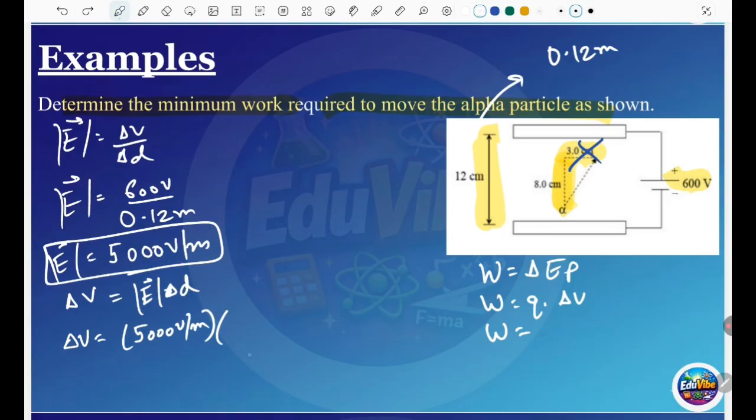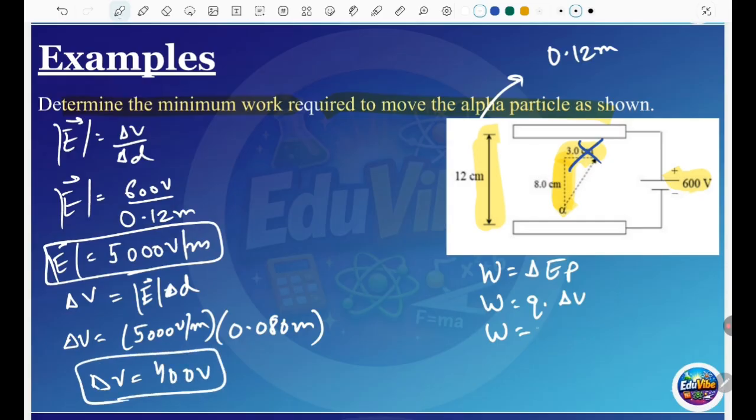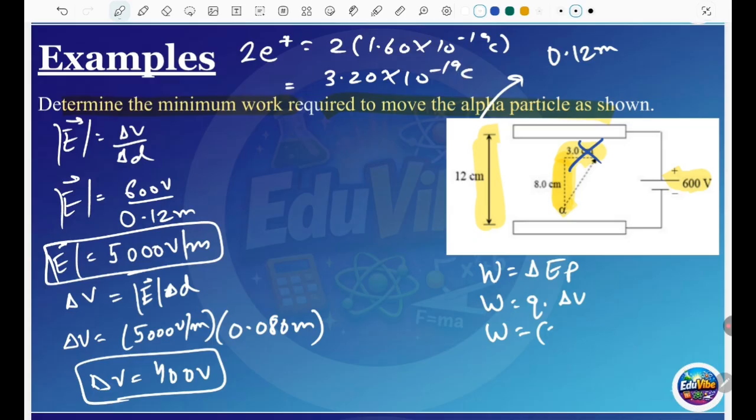So this is 8.0 centimeters, which is 0.080 meters. When you calculate this, you get a delta V of about 400, so this is 400 volts. For the alpha particle, we have the charge of 2 electrons, positive. So 2 times 1.60 times 10 raised to power minus 19 coulombs. When you do this, you get 3.20 times 10 raised to power minus 19 coulombs.